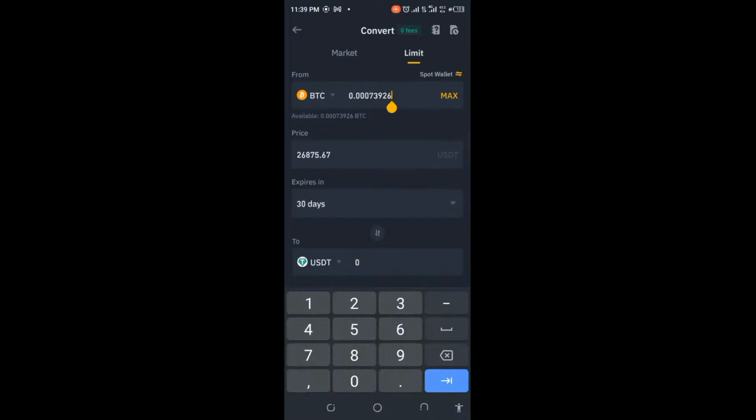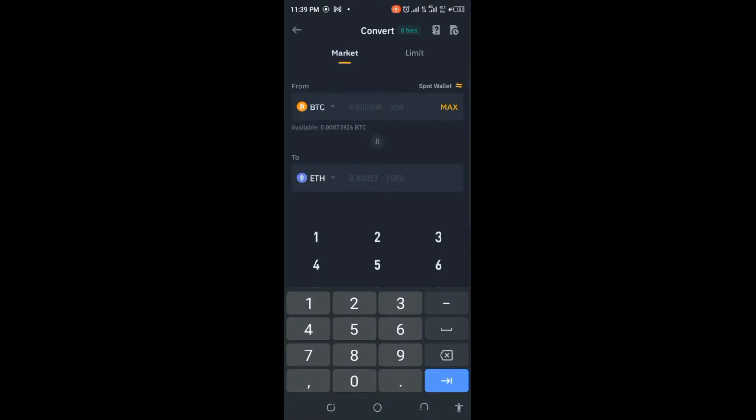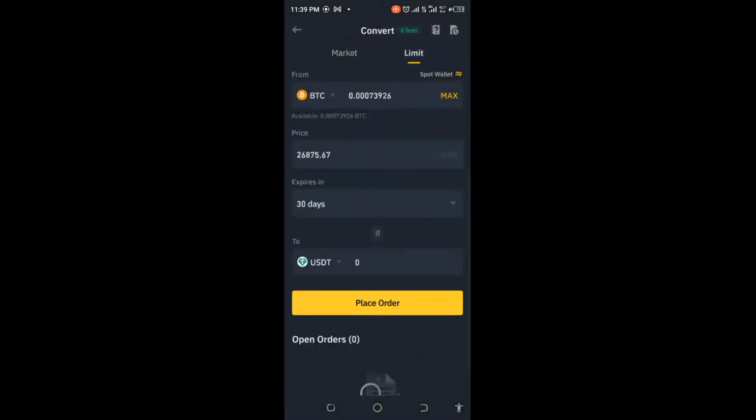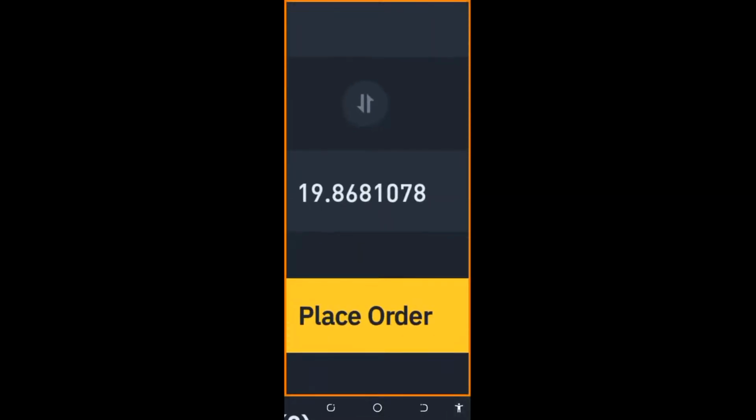Let's do it again. All right, let's click on market. This one is supposed to be USDT. Let's click on limit if it would allow us. Okay, so what we have here is at the max. Okay, so it's just giving us like our money back.